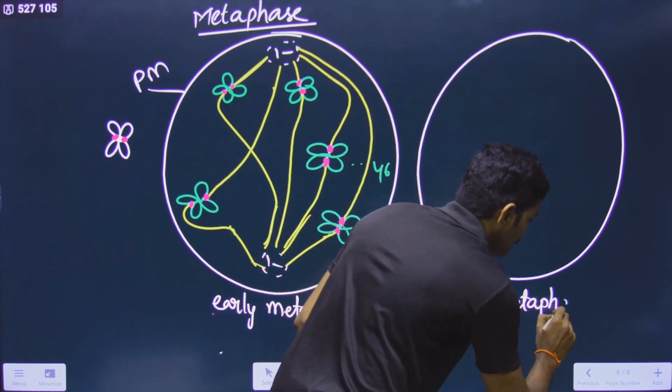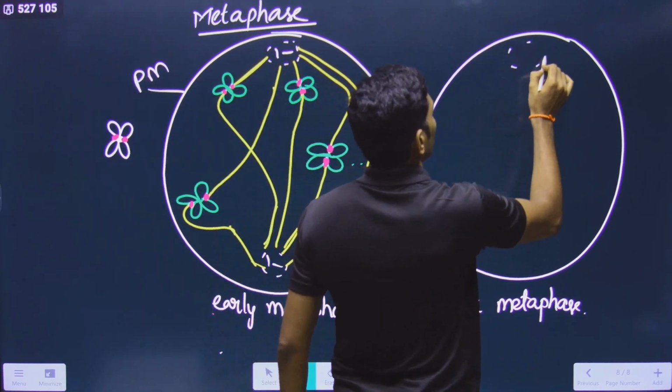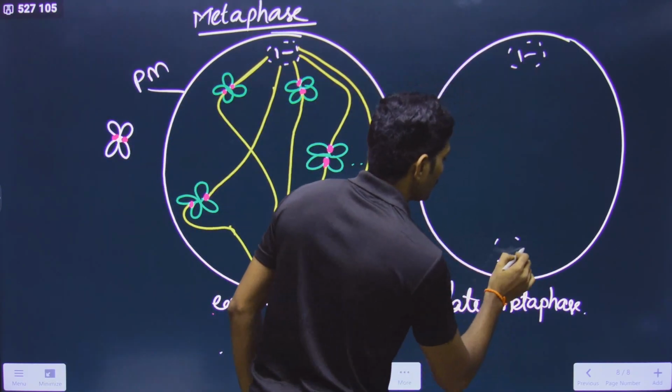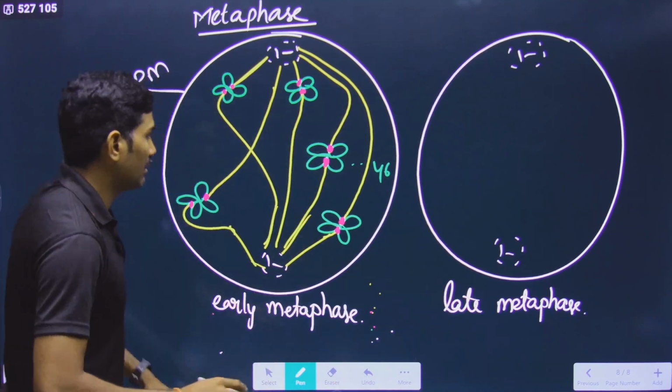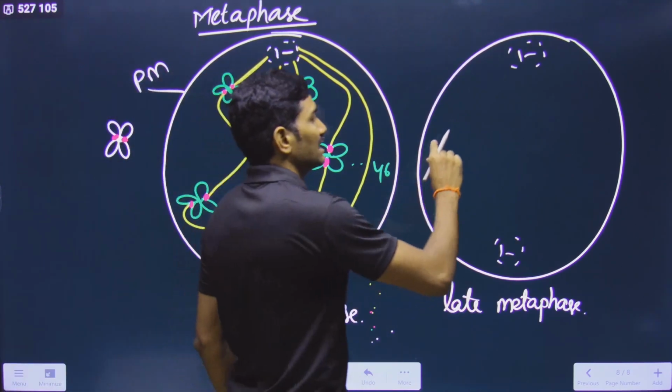And then if you are calling this a late metaphase, now what happens? Spindle poles are present at the same location only. But what happens to these chromosomes? All the chromosomes will come to the center.